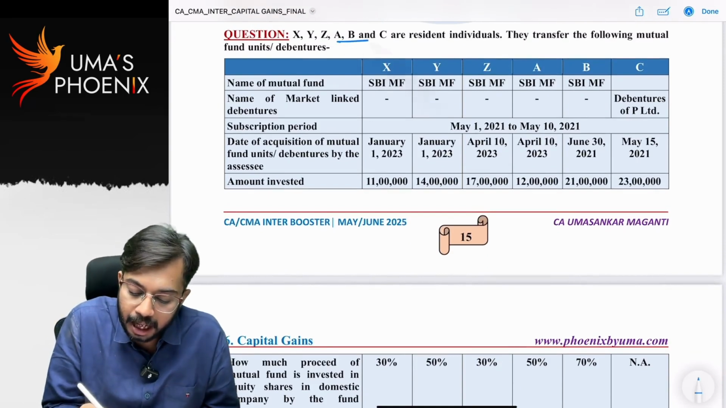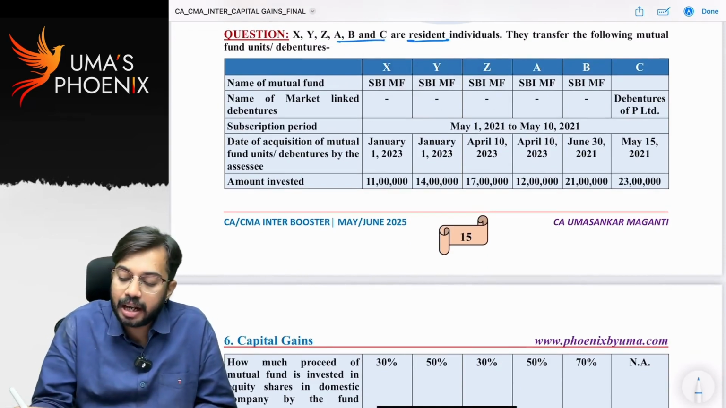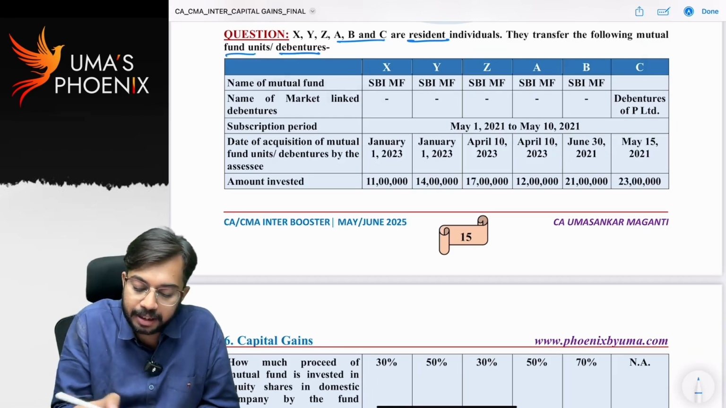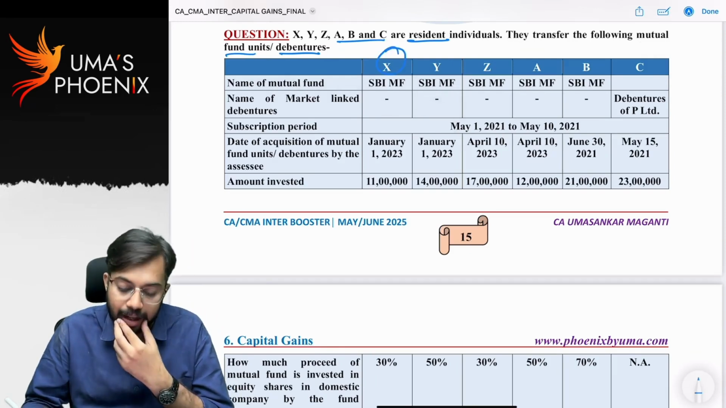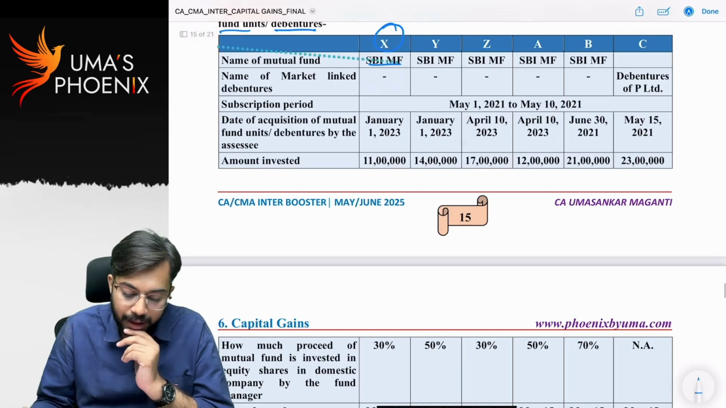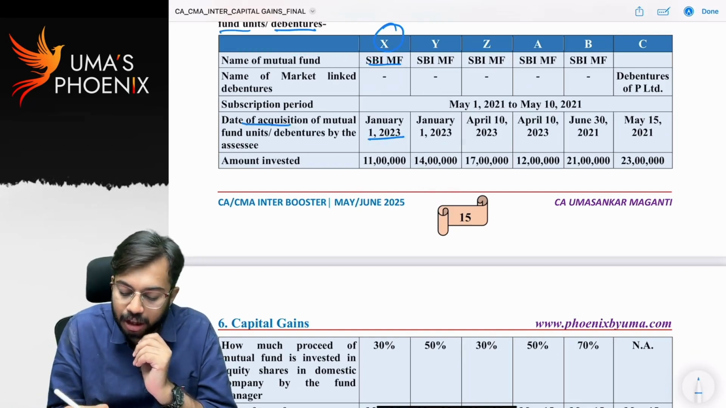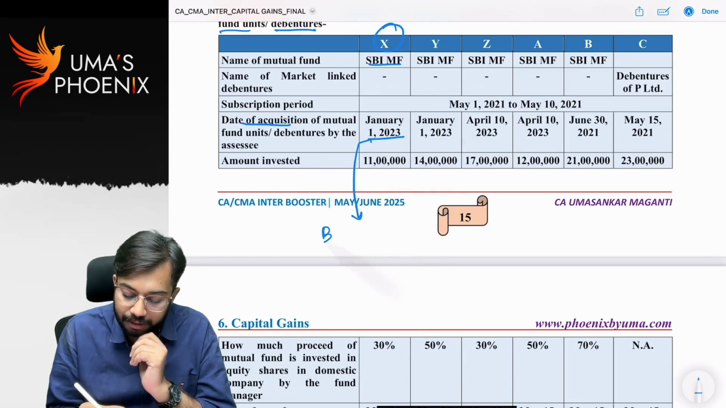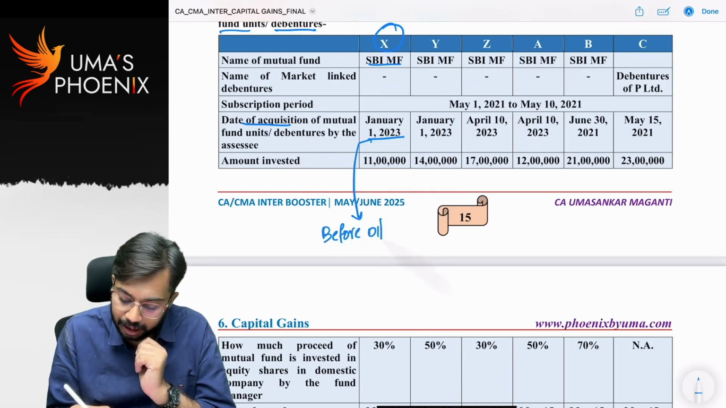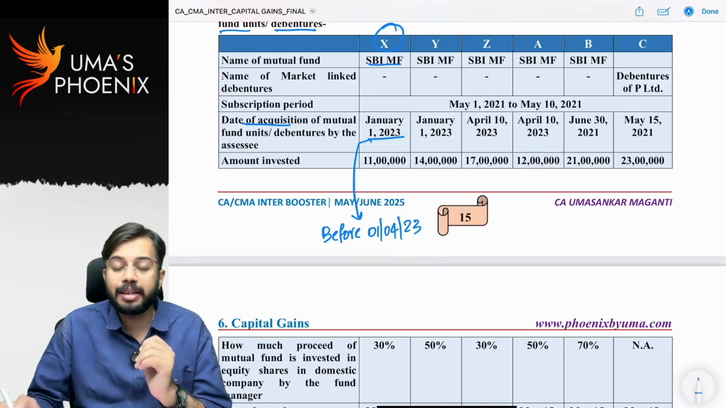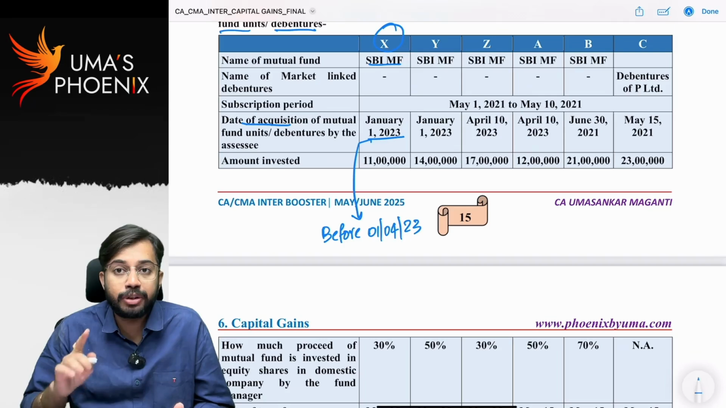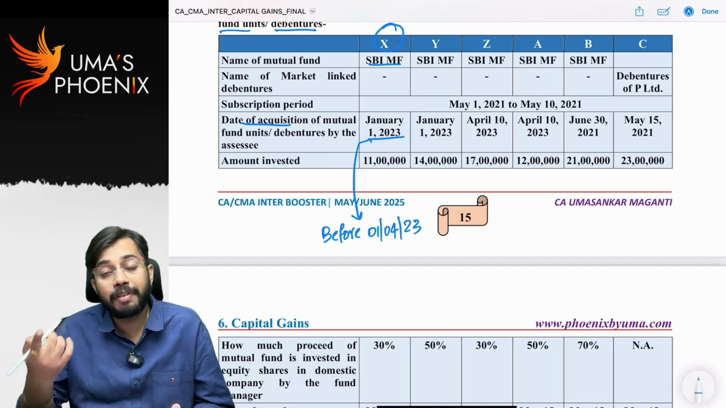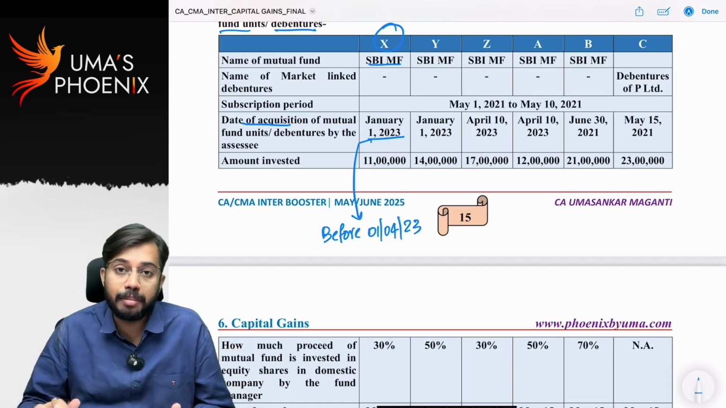X, Y, Z, A, B and C are resident individuals. They transfer following mutual fund units or debentures. First, let us solve one by one. Let us solve in case of Mr. X. Name of the mutual fund is SBI Mutual Fund. When it was purchased: January 1, 2023. January 1, 2023 means before 1st April 23, right? So if date of purchase is before 1st April 2023, whether 50AA gets attracted, I clearly told when you purchase units of specified mutual fund on or after 1st April 2023, then only 50AA is applicable.